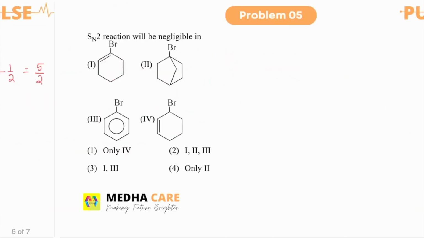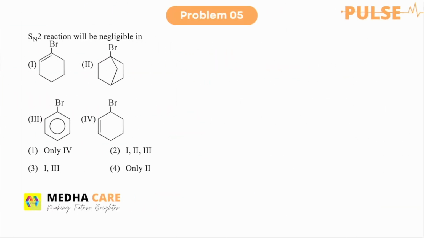Okay. Last question, problem 5 from organic chemistry. SN2 reaction will be negligible. In this problem, we are given 4 different bromides. We have to find which one will not participate or less participate in SN2 reaction. So remember, in this case, the lone pair of bromine can participate in resonance, and that's why this C-Br bond will get a partial double bond character. So that's why this bond will be difficult to break. So it will generally not participate in SN2 reaction.